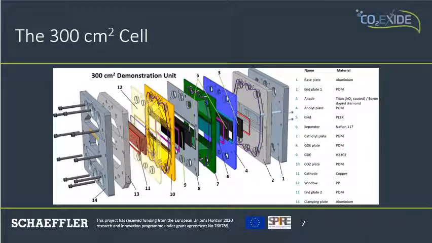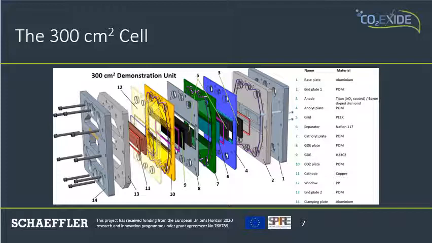This slide shows an explosion drawing of the cell with an active area of 300 square centimeter. The cell was assembled as is shown here. Let's go a little bit into detail. The base plate number 1 as well as the clamping plate number 14 were made of aluminum. POM was used for the end plates number 2 and number 13, the anolyte plate number 4, the catholyte plate number 7, the GDE plate number 8, and the CO2 plate number 10.